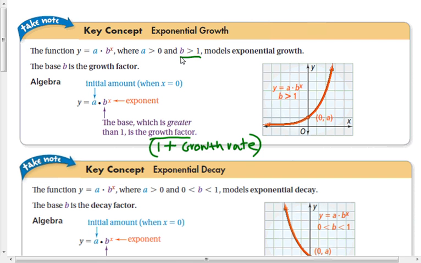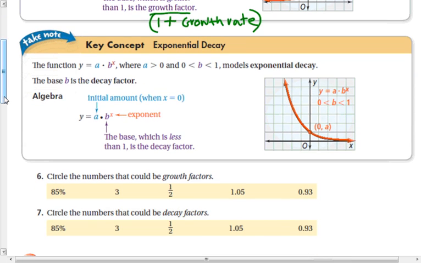All right, and then exponential decay, same thing, only notice that b is between 0 and 1, and you can get the decay factor by taking 1 minus the decay rate, written as a decimal. All right, go ahead and do 6 and 7. Decide whether you think they're growth factors or decay factors.